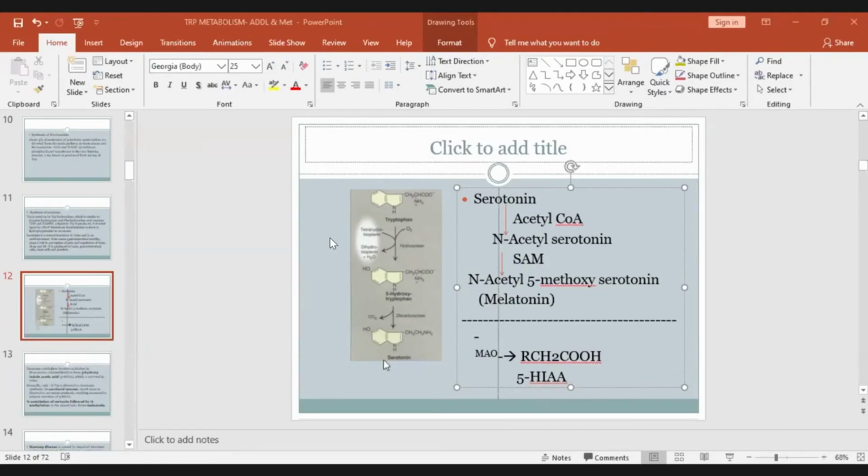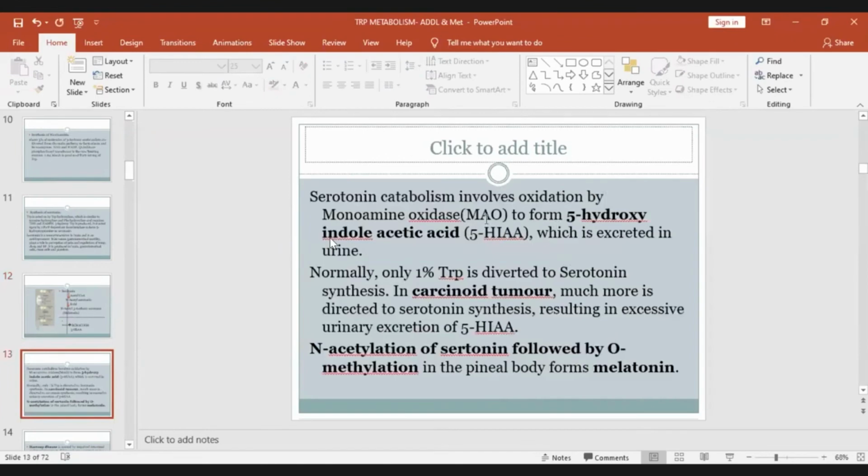Of course, even tryptophan is also metabolized to 5-hydroxyindole acetic acid. So serotonin catabolism involves oxidation by monoamine oxidase to form 5-hydroxyindole acetic acid. Normally, only 1% of tryptophan is diverted to serotonin synthesis. In carcinoid tumor, much more is directed to serotonin synthesis, resulting in excessive urinary excretion of 5-hydroxyindole acetic acid. So carcinoid tumor is detected by excessive urinary excretion of 5-hydroxyindole acetic acid.